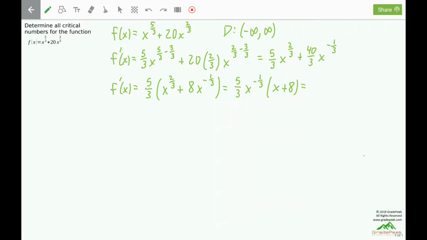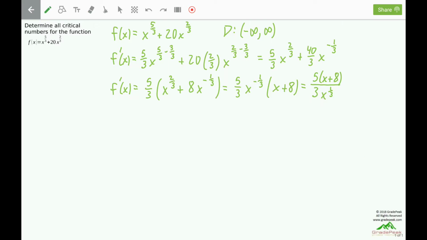We have a negative power. We're going to rewrite by moving that to the denominator. The 5 stays in the numerator. The x plus 8 stays in the numerator. Both of those are to a positive power. The 3 is in the denominator, and the x to the negative 1/3 can move to the denominator by becoming x to the positive 1/3.